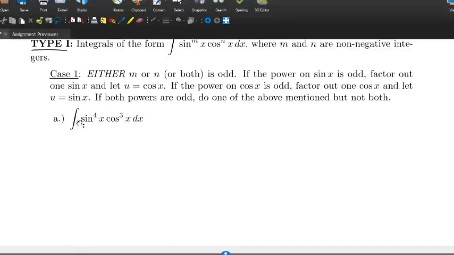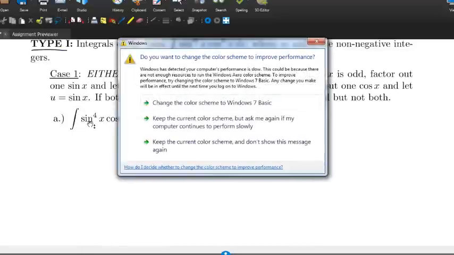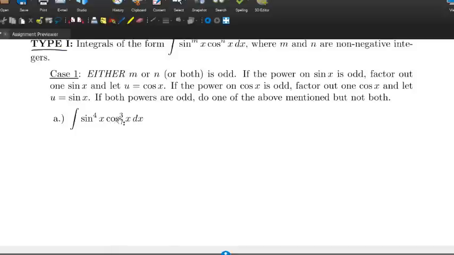Here we have the integral of sine to the power 4 times cosine cubed. And here I have exponent 4, exponent 3, and the good news is cosine has an odd exponent. 3 is an odd number. So I will go ahead and separate cosine x times cosine square x, and I will let u be sine x. So let's see how this works.